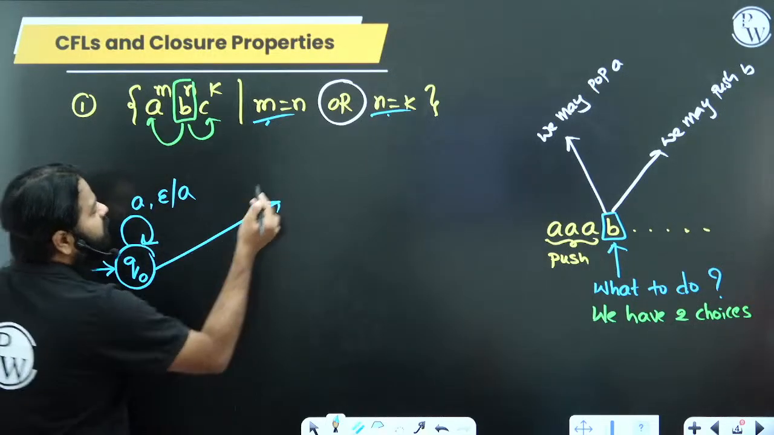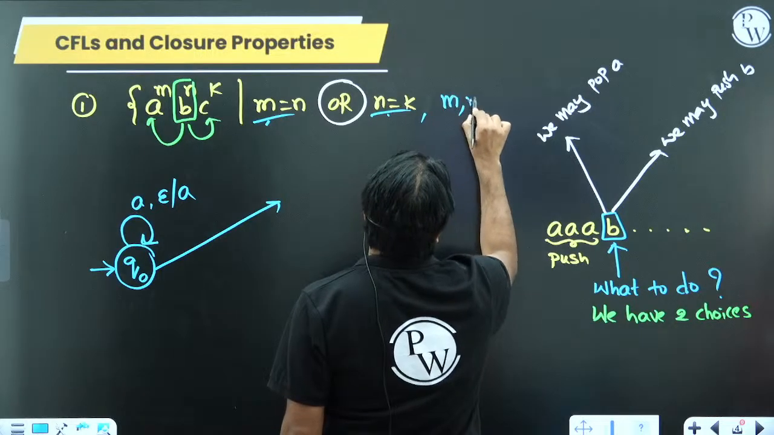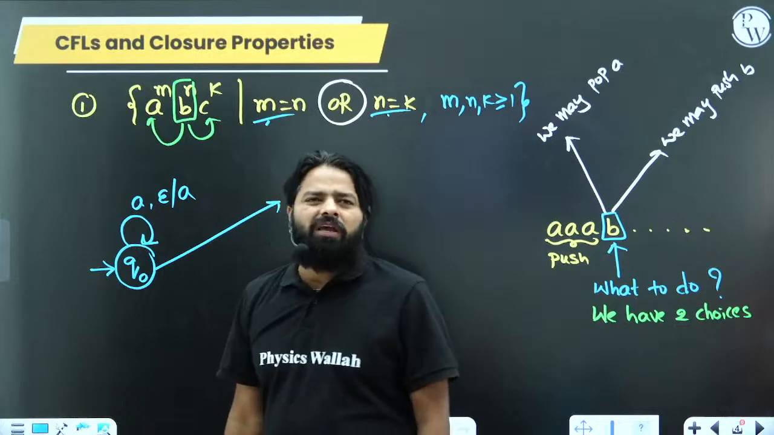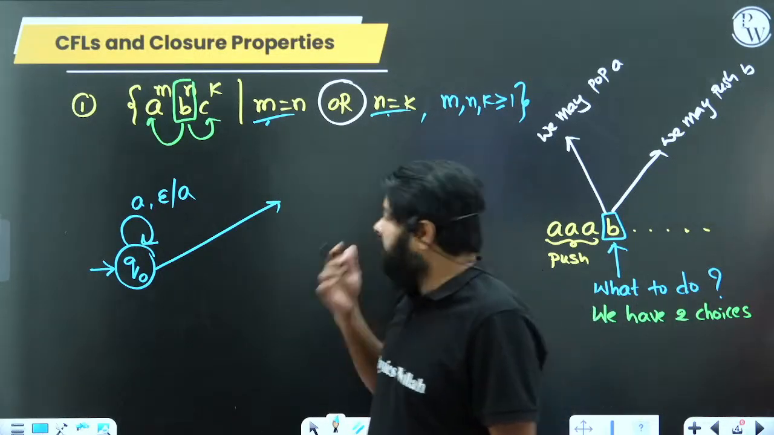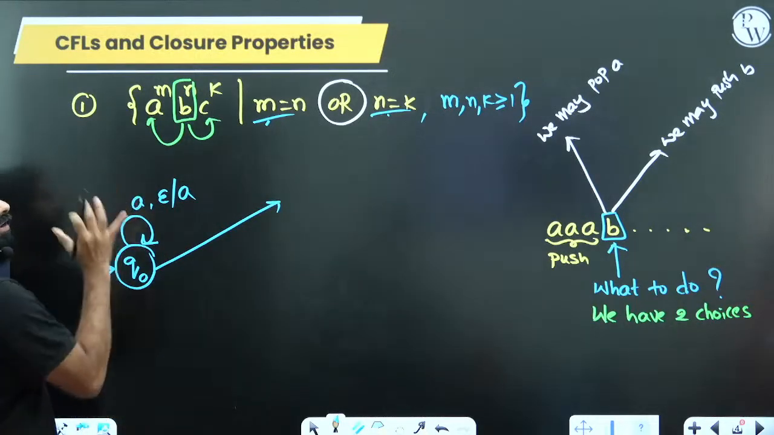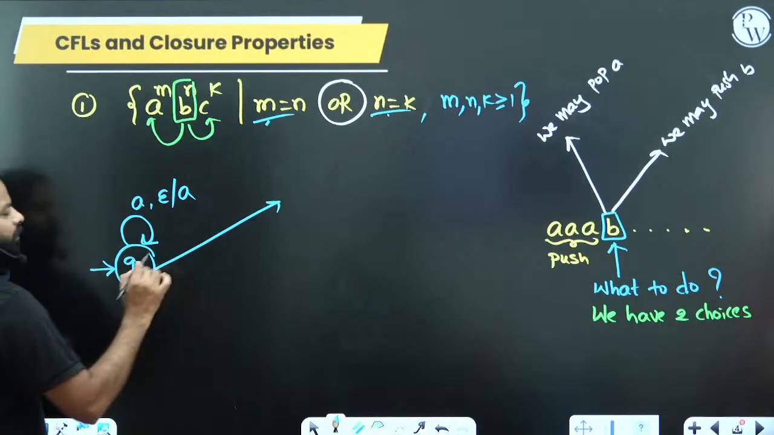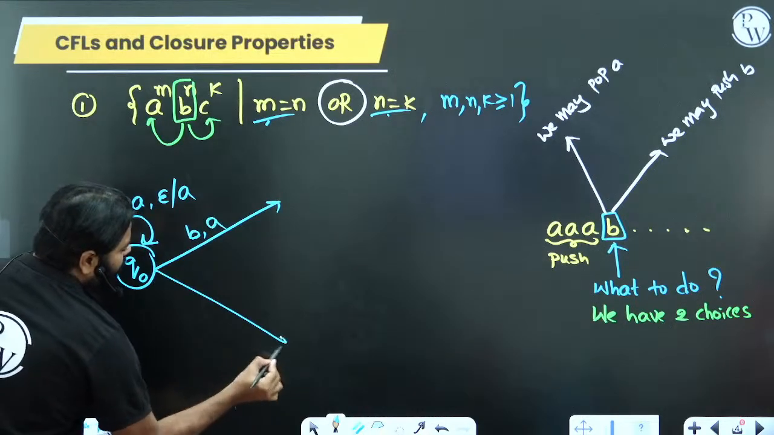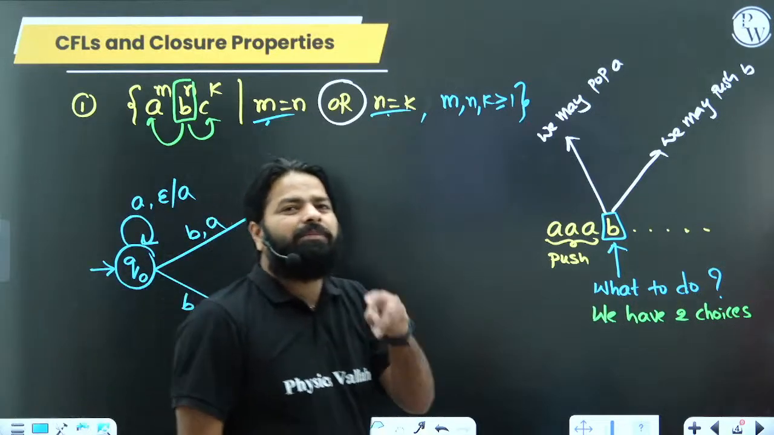Of course, let's take one condition for ease: m, n, k greater than or equal to 1. In this case, only A's or only B's or only C's will not come. That's so easy to design. Definitely one A should come, one B, and one C, and we don't know how many of each. Now, if B comes, A should be there on the stack. But can you take a single decision? No. This is called a non-deterministic PDA.